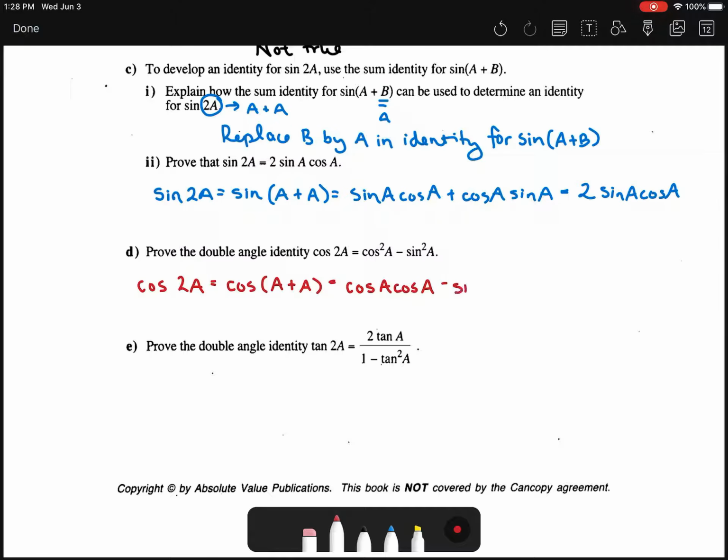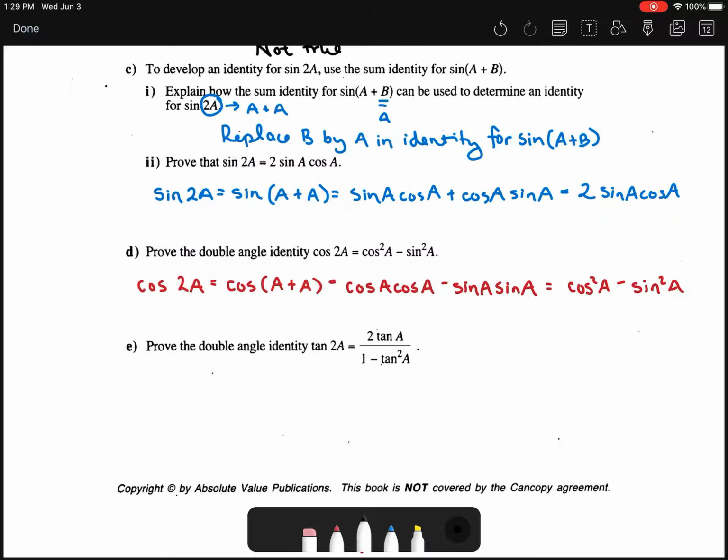cos B, which again is another A, minus sine A, and then sine B, which again in this case that other B is an A again. So what I have is cos A times cos A is cos squared of A, minus, and sine of A times sine of A is sine squared of A. Okay, so there's your double angle identity for cos of 2A.